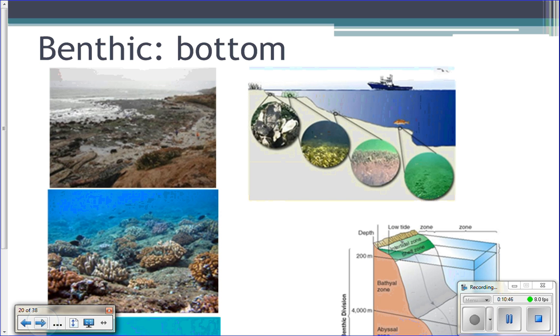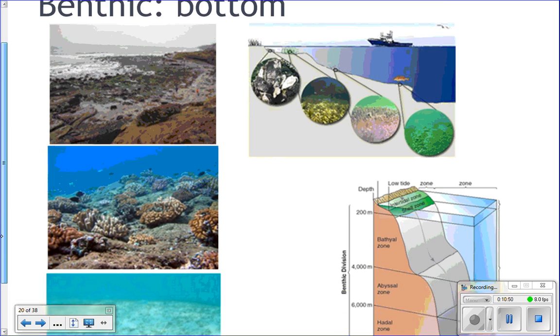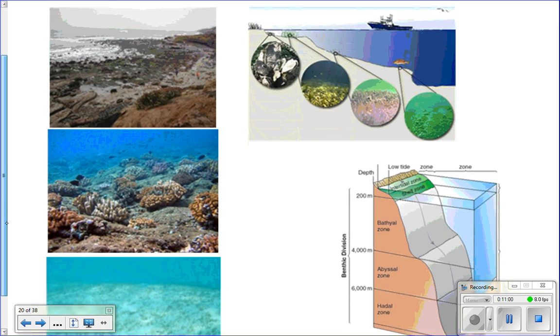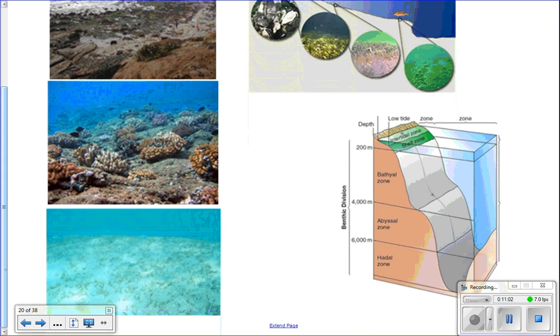So let's look at some of these habitats. Here's a benthic habitat, that means the sea bottom. We have this top picture on the left here, that's actually the intertidal zone. So this area of the beach would be covered by the water when it's high tide. That's the intertidal. The middle picture right here, that is actually a reef. So that would be a hard bottom habitat. And then the bottom picture on the left here, that's the soft bottom, sandy, benthic habitat. So all of these are benthic.